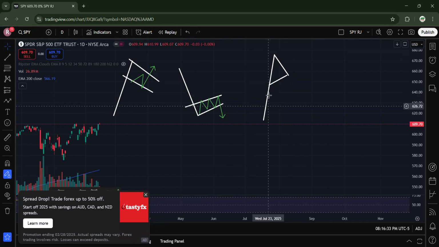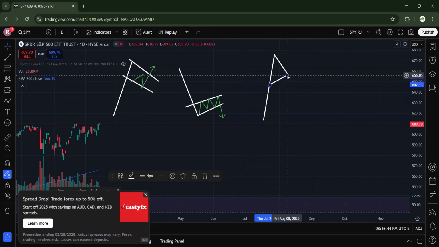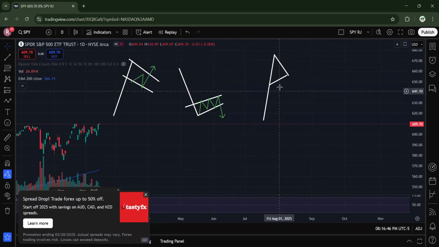Once again, you do have your pole, right? So you have your run up, and then you have consolidation. Consolidation is what forms this pattern here. Okay. So a pennant pattern is a neutral pattern because it can break either way. Why can it break either way?